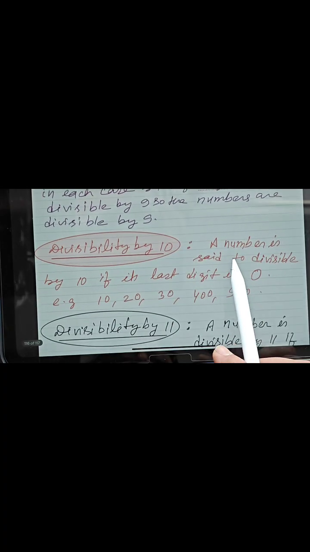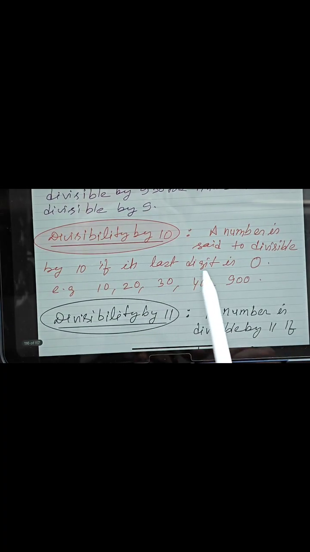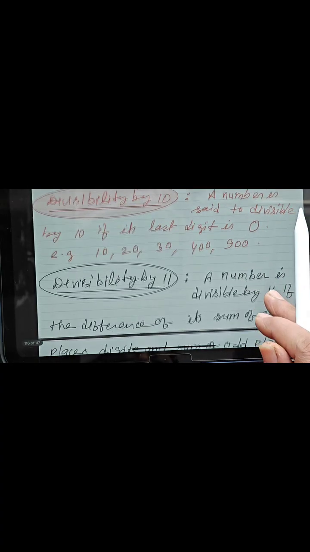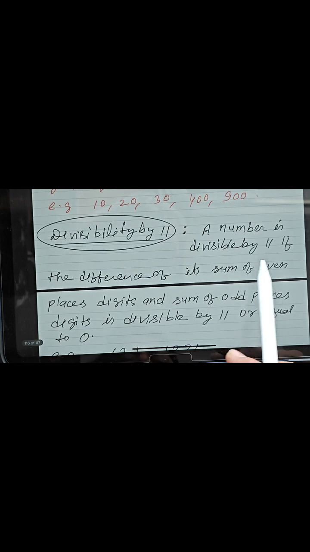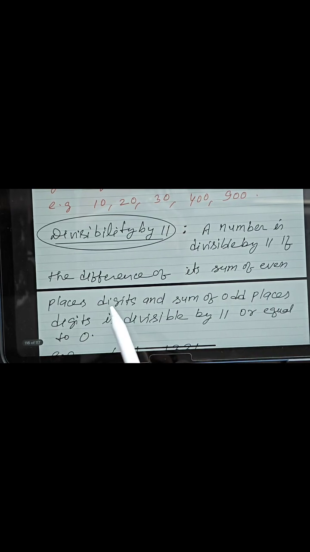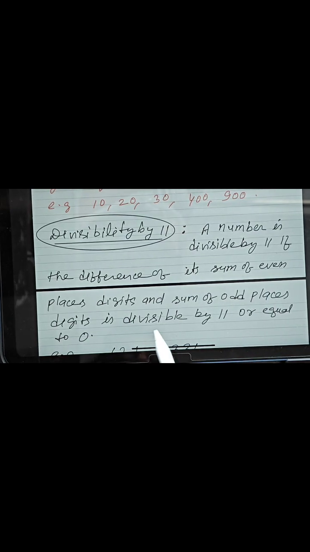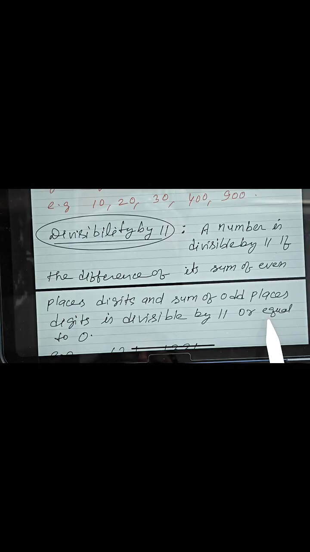Now divisibility by 10. A number is said to be divisible by 10 if its last digit is 0. So all numbers with last digit 0 will certainly be divisible by 10. Divisibility by 11. A number is divisible by 11 if the difference of the sum of its even places digits and the sum of its odd places digits is divisible by 11 or equal to 0.